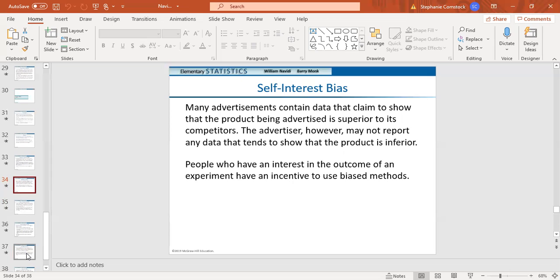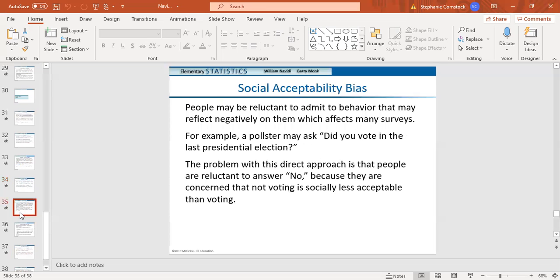So they're trying to bump up so that they can have their information and their view reflected on it, okay? So people who have an interest in the outcome of an experiment would have an incentive to try and do this. So if I was going to get a bonus because I was able to show something, then I might leave some of the data out that might be counteractive or go against what I'm trying to show. Okay. So the next type is what's called social acceptability bias.